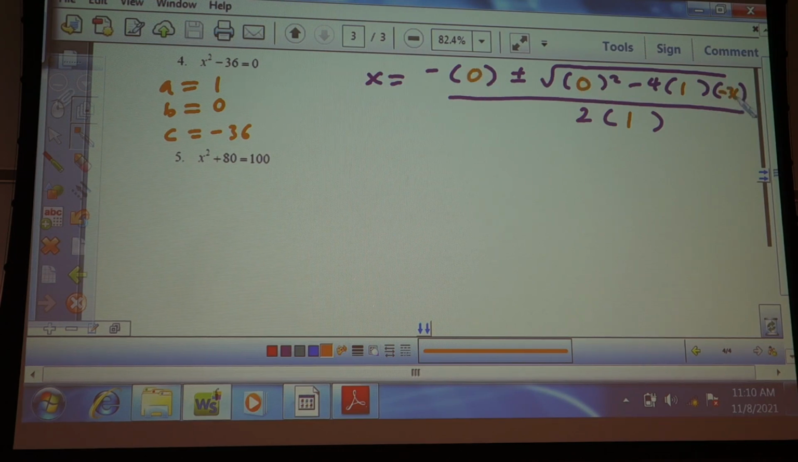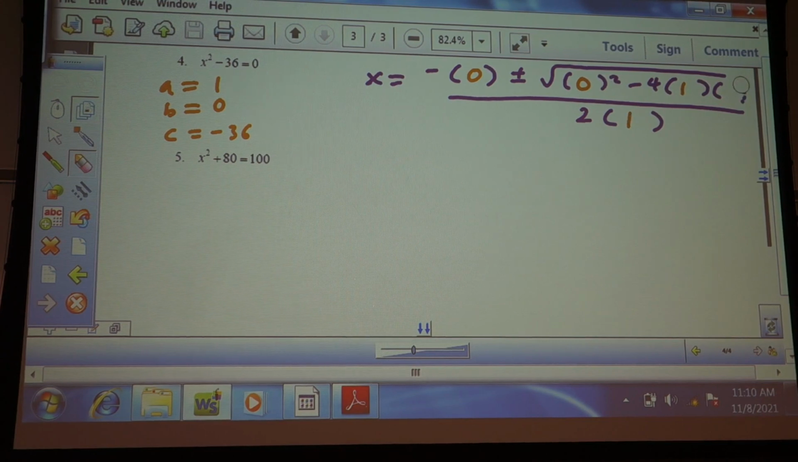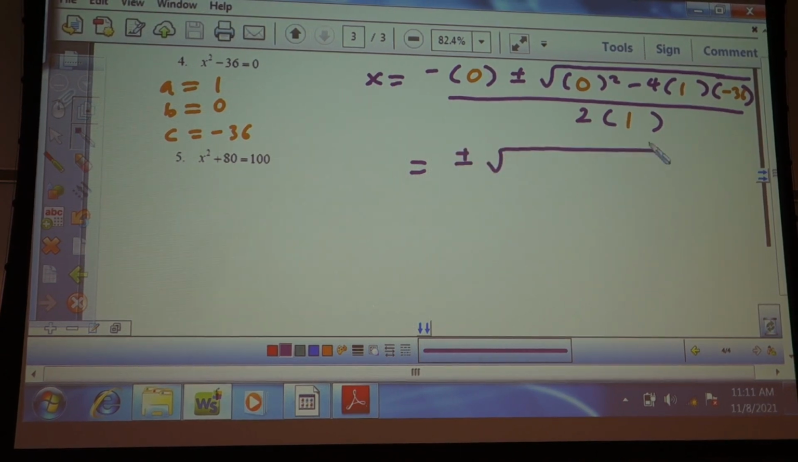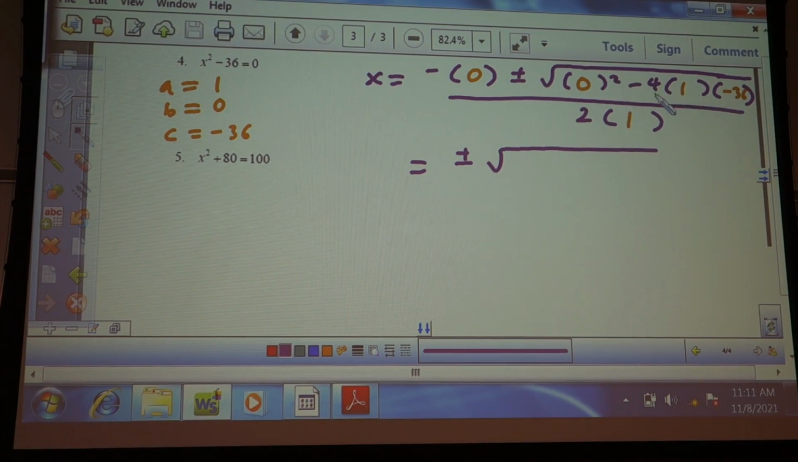So whenever you have these negatives, that's when putting them in parentheses really comes in kind of handy, right? Because it's a lot easier to do when you have them in parentheses. So this becomes, okay, negative 0 just goes away. So I have plus or minus square root of 0, that goes away. Negative 4 times 1 times negative 36, that's a positive. A negative times a positive times a negative is positive. So this becomes positive 4 times 1 times 36, 72, 144 over 2.